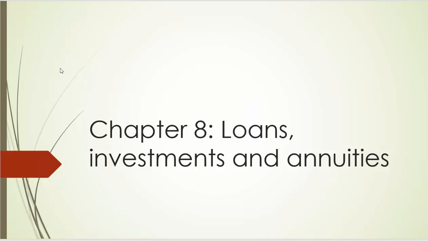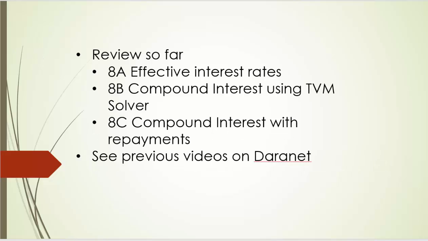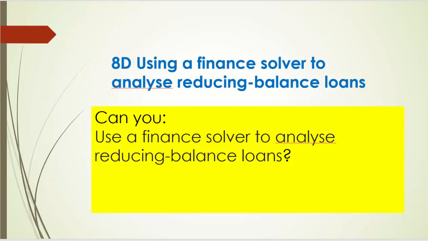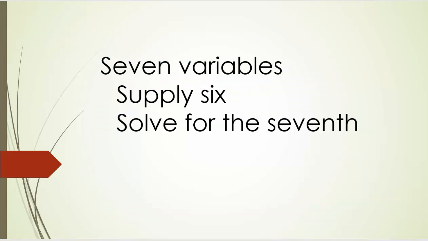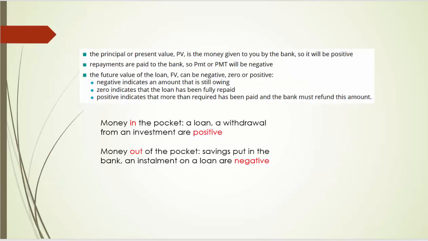Continuing with Chapter 8, Loans, Investments and Annuities. We've looked at 8A, 8B, 8C, and I'm assuming that you've listened to those before you listen to this one. Your learning intention with 8D is to be able to use a finance solver, TVM solver, to analyze reducing balance loans. As before with the TVM solver, there are 7 variables and you have to supply 6 in order to solve for the 7th, and a couple of new functions will be introduced as well.